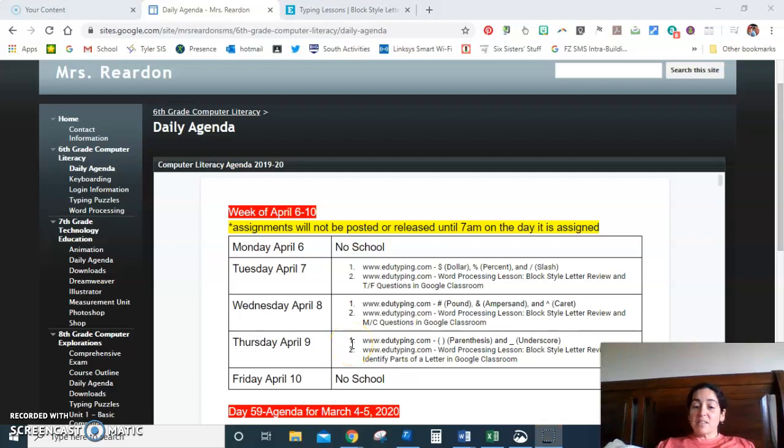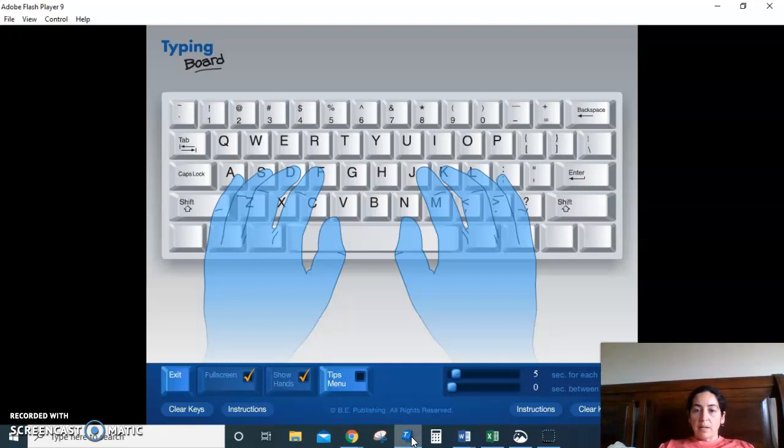Hi guys, our last lesson this week is on EduTyping. We're going to do the left and right parentheses and the underscore. So we'll recap how to do those.